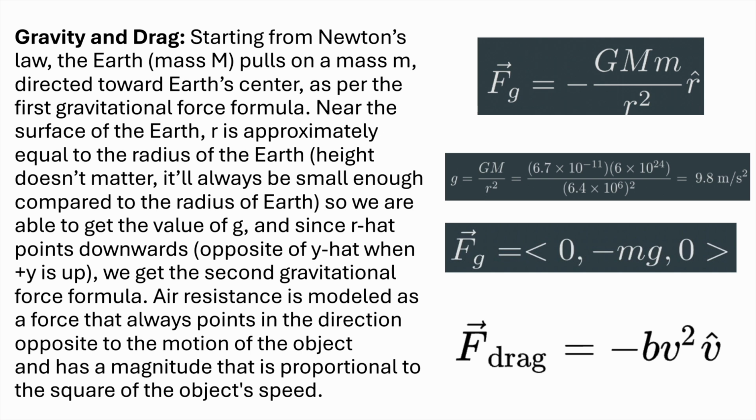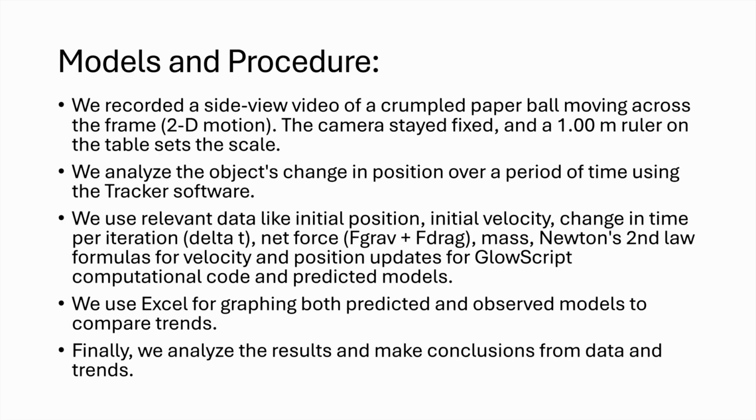Air resistance is modeled as a force that always points in the direction opposite to the motion of the object, and has a magnitude that is proportional to the square of the object's speed. For our models and procedure, we recorded a side view video of a crumpled piece of paper, a ball, moving across the frame in 2D motion. The camera stayed fixed, and a 1 meter rule on the table sets the scale. We analyzed the object's change in position over time using the Tracker software.